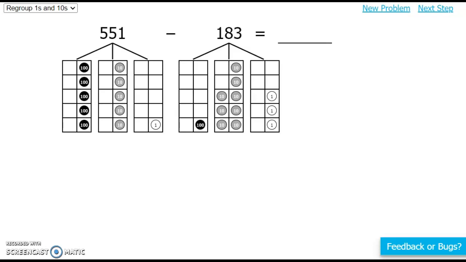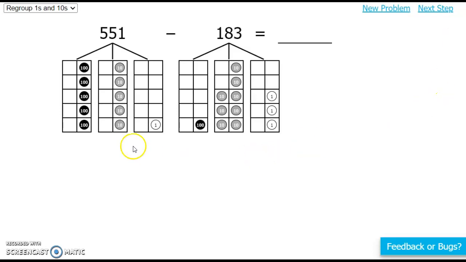Hello everyone, I would like to review with you how we use this particular screen and this page in our Greg Ting workshop so that we can subtract when we have big numbers, especially when we don't have enough in the place values. So let's go through and look at what happens here. We have 551 and 183.